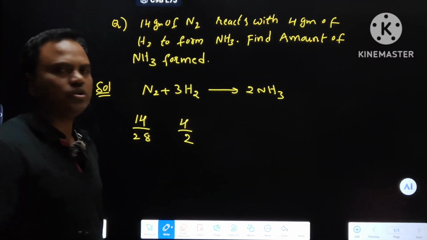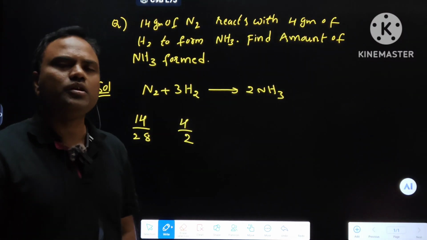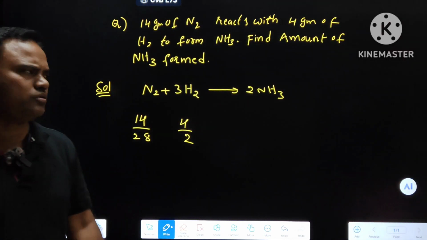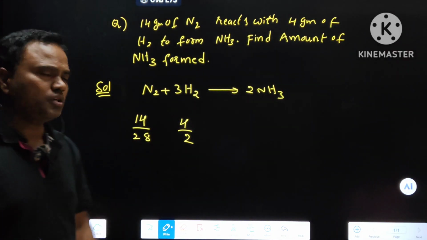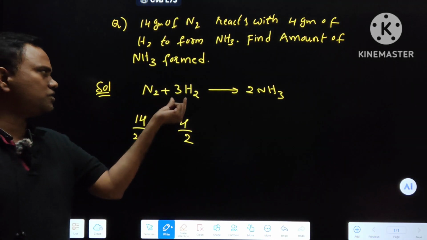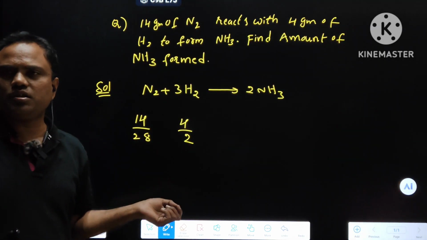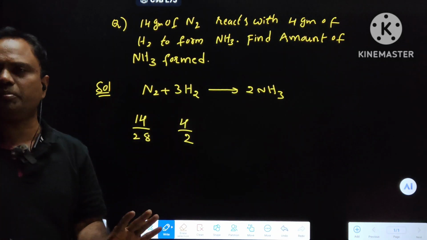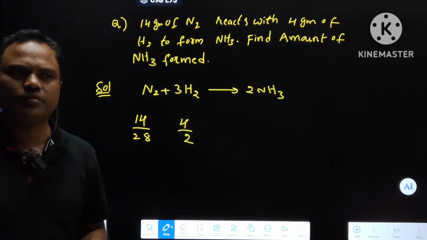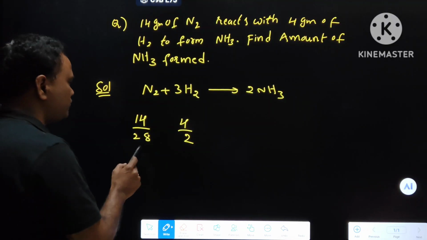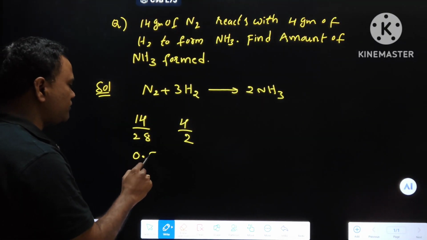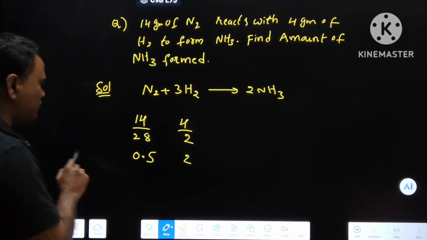We have to take gram molecular weight only. Don't consider coefficients here. What is the formula for number of moles? Weight by gram molecular weight only. No need to consider the coefficients. A common mistake is that students will take 3 molecules, so 2 into 3 is 6, but that is wrong. The number of moles is the plain formula, weight by gram molecular weight. Here 14 by 28 means 1 by 2, which is 0.5, and here 2.